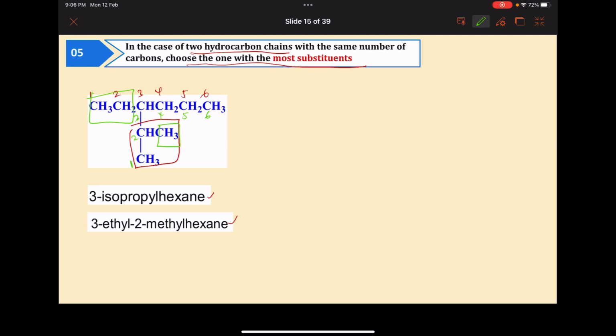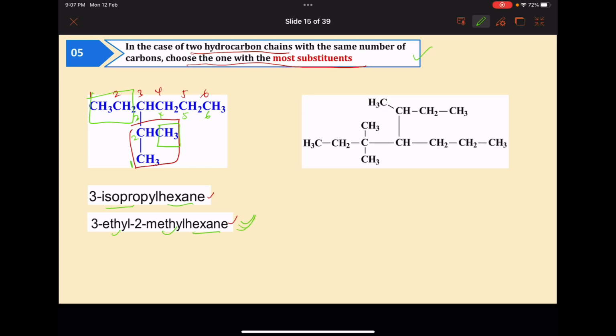So we have two substituents. By using the fifth step, in the case of 2 hydrocarbon chains with the same number of carbon, here we have two hexane chains, with the same 6 carbons, choose the one with the most substituents. Since the first name uses only one substituent, but the second name has two substituents, this is the name for this compound, 3-ethyl-2-methylhexane.